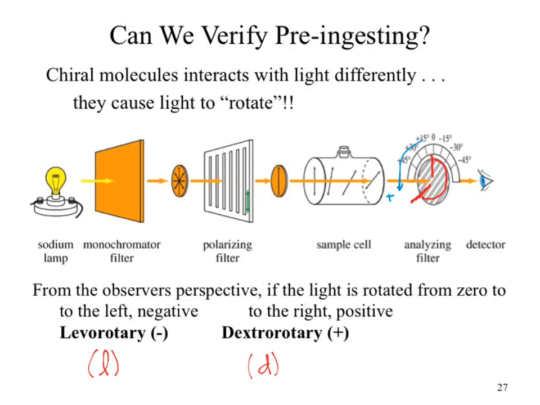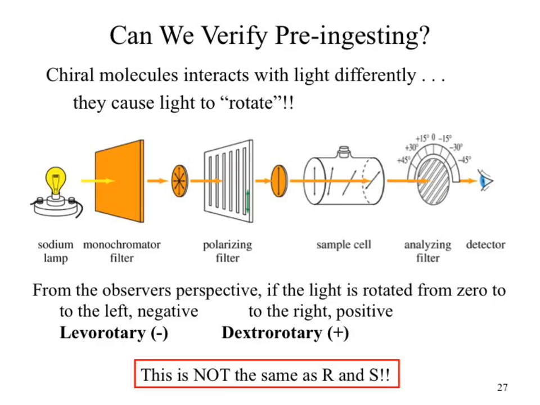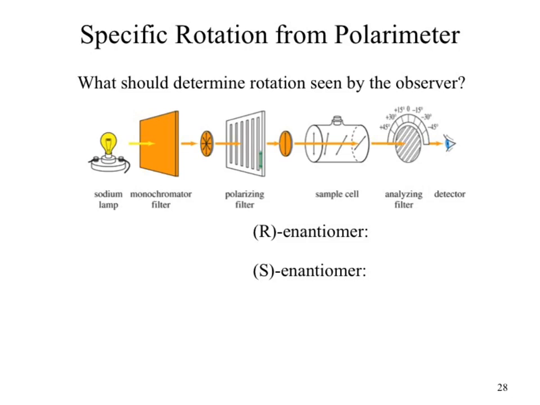Which I know is obnoxious, but blame the biochemists. Make it worse, blame the biologists. Okay? So, not the same as R and S, because R and S applies to atoms. Optical activity applies to the molecule. Okay?